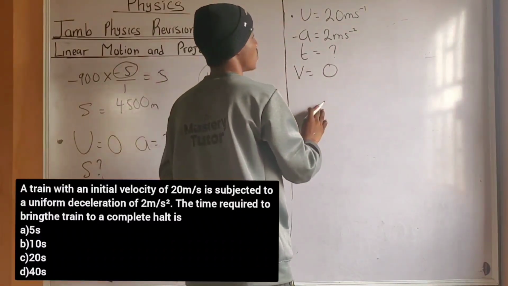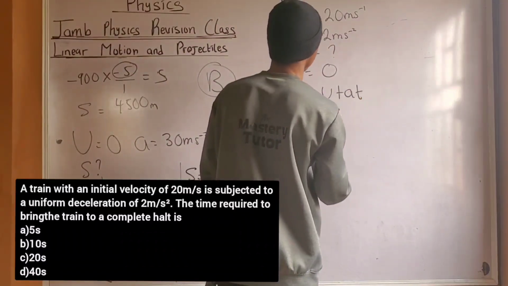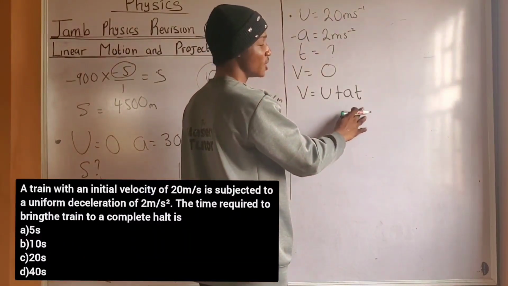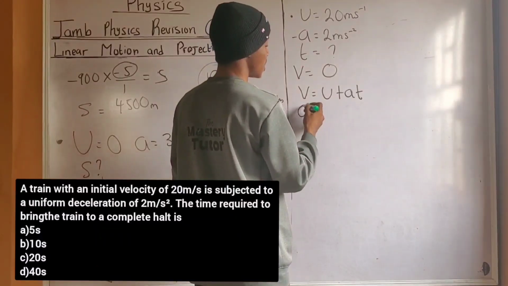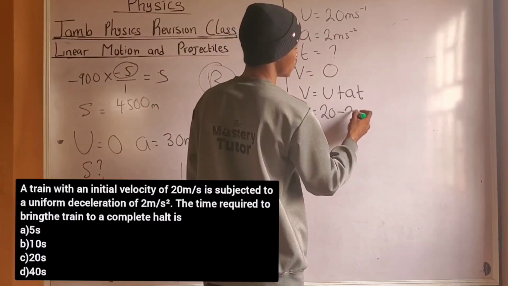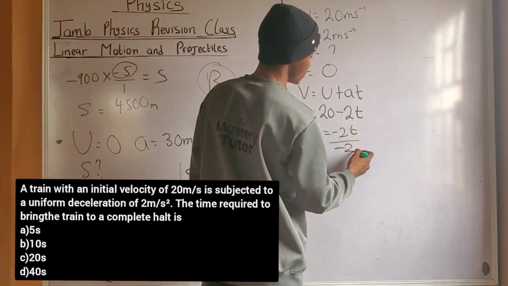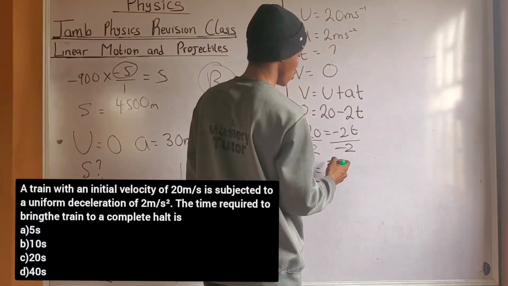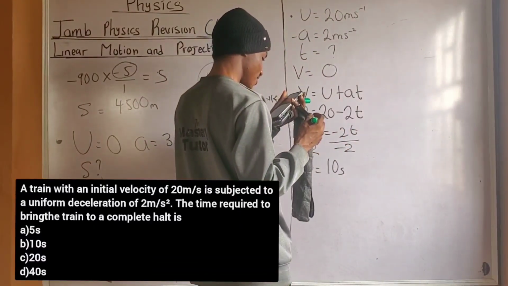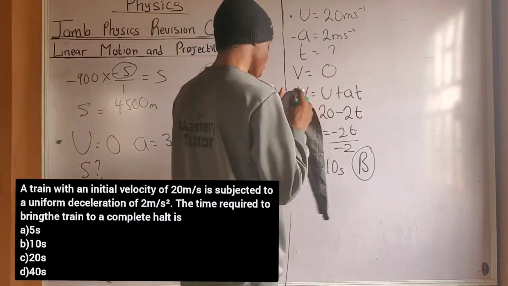Are you getting it? So from this, we can make use of V equals to U plus AT. Because we are given all the parameters, and the parameter that we are looking for is also part, which is time. So V is 0. I'm going to have 0 equals to U, 20. Now, negative acceleration, I'm going to have minus 2t, right? So negative 20 equals to minus 2t. To get the value of t, divide by minus 2. T equals to 10 seconds. And the correct option to that question is option B. Option B is correct. Okay? Let us proceed to the next question.